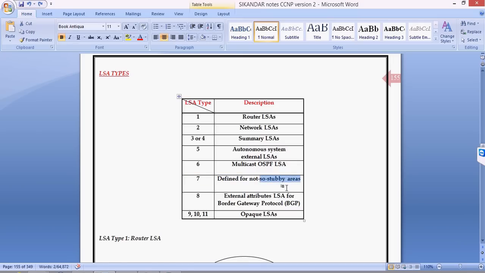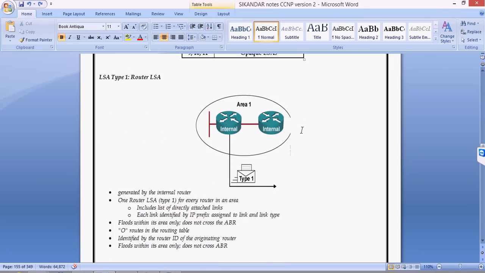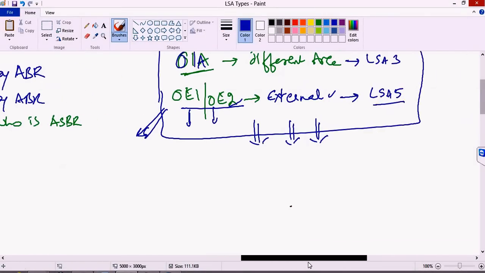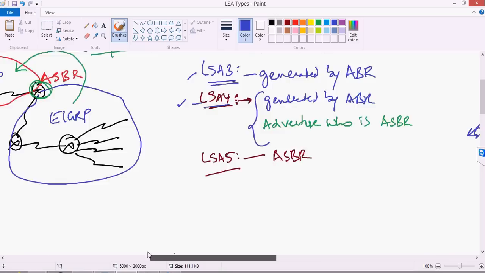Okay, so LSA 1 and LSA 2 are generally the LSAs within the area, which means one router advertising an update to another internal router. As long as it is not going outside the area, we call it LSA 1. So one router informing or sending an update to another internal router, we call it LSA 1.